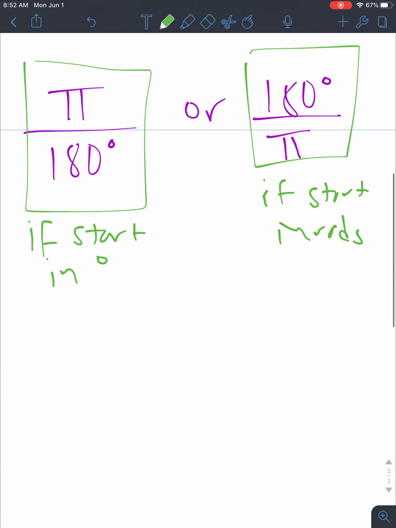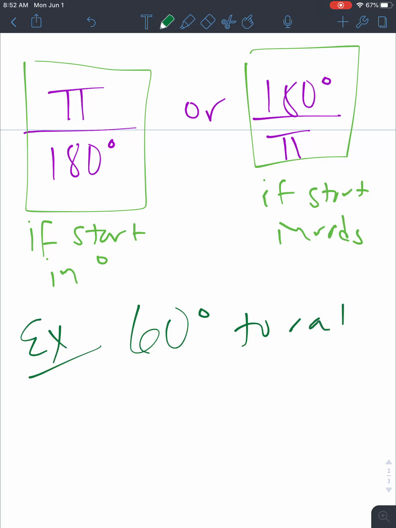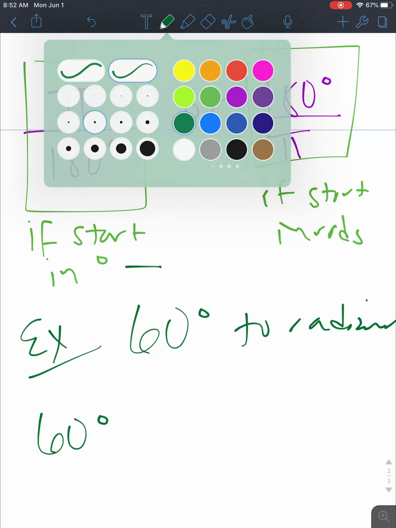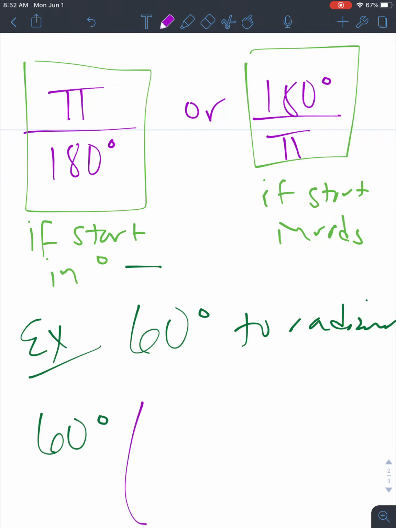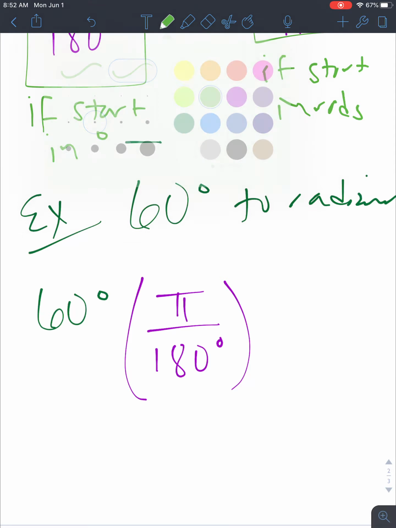All right? So let's go ahead and try out an example. Let's convert 60 degrees to radians. I have 60 degrees, and since I'm starting in degrees, I'm going to want to use our first conversion. So I'm going to multiply 60 degrees times pi over 180 degrees. The reason we want to do that is because the degrees on top cancel the degrees on bottom.